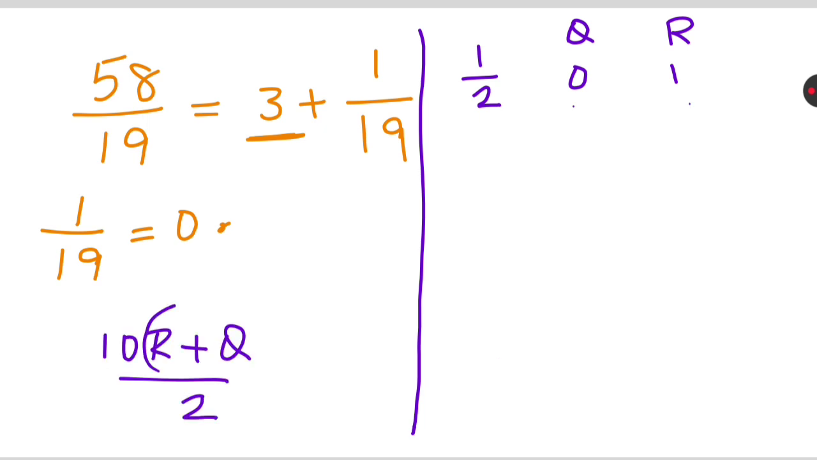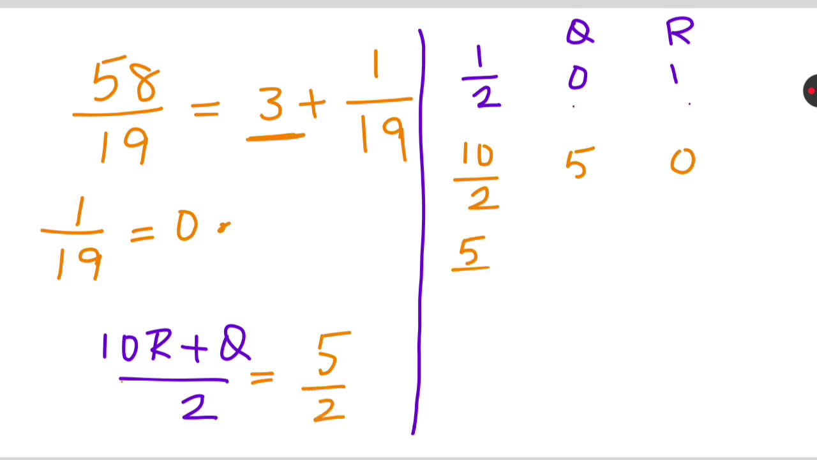So our remainder is 1. So 10 times 1, which gives only 10. Then the coefficient is 0. Then 10 over 2. So now you have to take 10 over 2. When you do 10 over 2, the coefficient is 5. The remainder is 0. Now this 5 and 0 substitute here. So 10 times remainder 0, which gives only 0, plus coefficient 5 over 2. Next we are going to take 5 over 2. When you do 5 over 2, coefficient is 2, the remainder is 1.